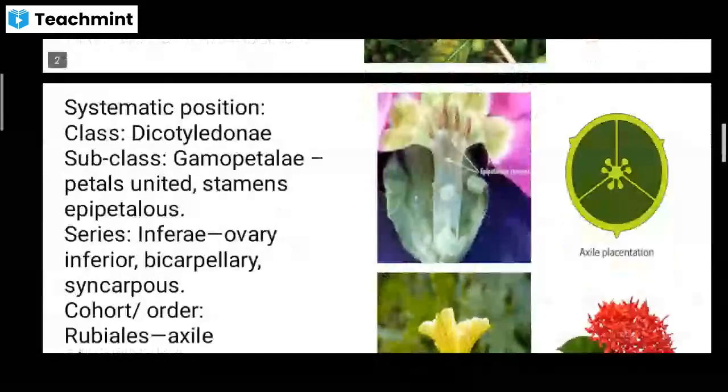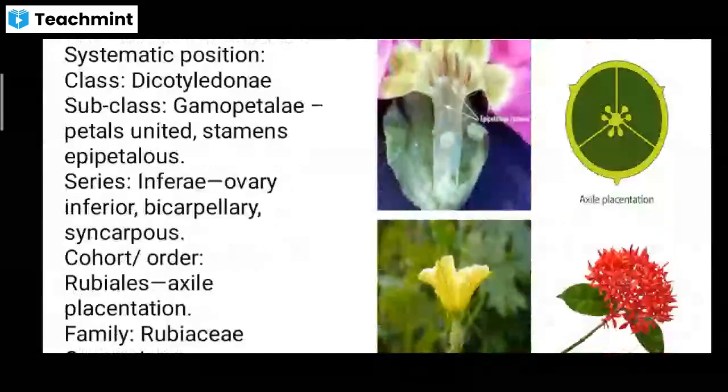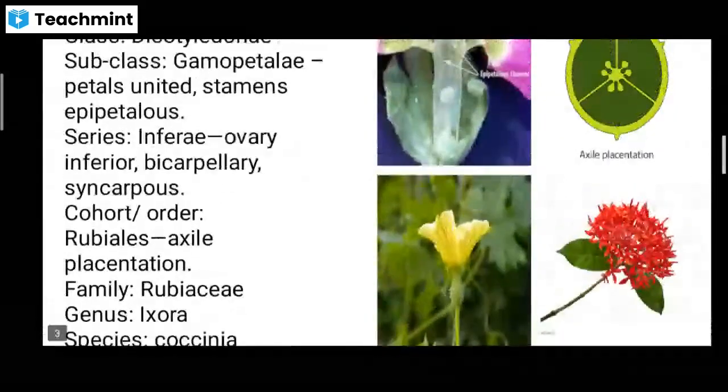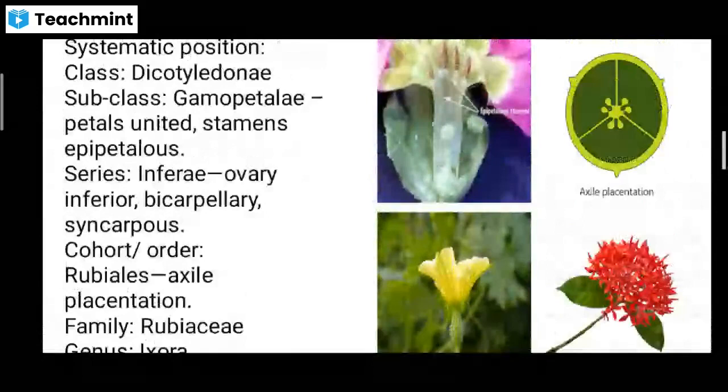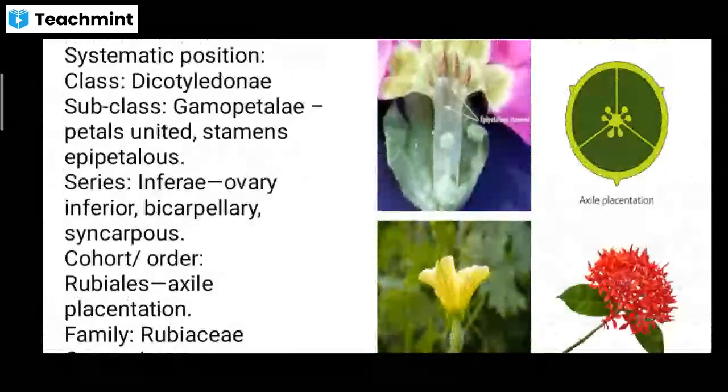Then next is about the systematic position of one of the members of Rubiaceae, that is Ixora coccinea. First of all, the class: it comes under the class Dicotyledonae. That means there is reticulate venation and they have two cotyledons. Then it comes under the subclass Gamopetalae. That means the petals are fused and stamens are epipetalous. Here epipetalous means all the stamens are attached to the petals.